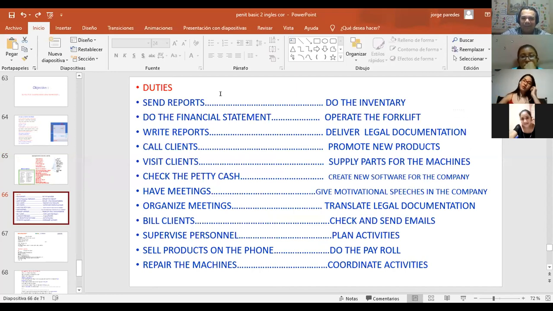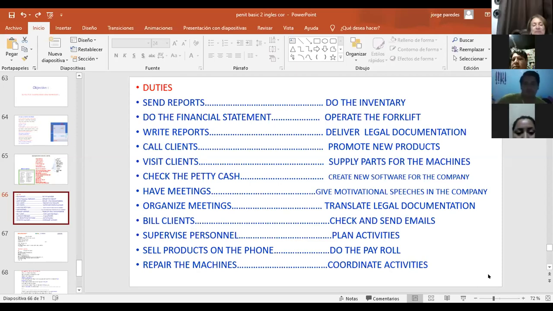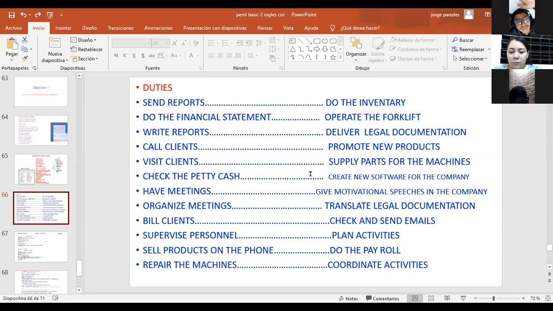Okay. Send reports. Do they finish the statement? Statement. Yes. Okay, write reports. Reports. Call. Call client. Perfect. Visit client. Yes. Check the petty cash. Yes. Have a meeting. Yes. Organize meeting. Perfect. Bill client. Yes. Okay. Supervise personnel. Perfect. Repair the machines. Perfect. Machines, machines. Perfect. Thank you. Now, okay, Ana Alvarado, are you ready, Anita Alvarado?